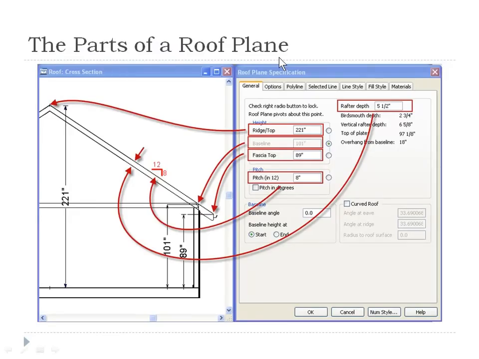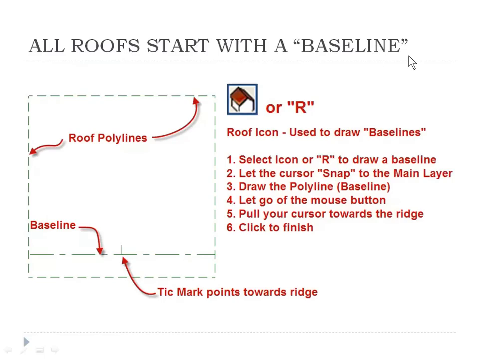What are the parts of a roof plane? Okay, we've got those 3D boxes called roof planes. We've got a ridge. We've got a rafter depth. Again, the X2 looks a little bit different than this. We've got a pitch. We've got the baseline. That's what I was just talking about. There's that baseline. That's that green dotted line. That baseline has a Z-axis. It has a height to it in 3D. That's where all roof planes start from. And then every roof plane has a fascia. All roofs start with a baseline, okay? There's that baseline again.